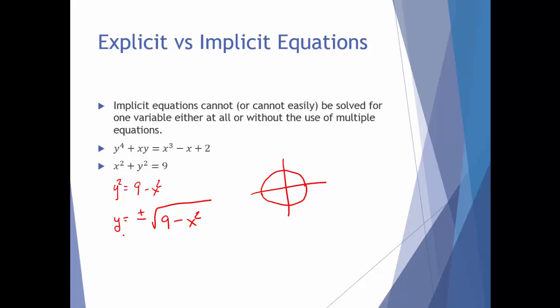So you can solve this for y, but notice how many equations it takes to make that happen. It takes 2. So this is an implicit equation. So what we want to do is talk about how we take the derivative of equations if you can't solve for x, or you can't solve for y, or you can't solve for a single variable, at least not easily.